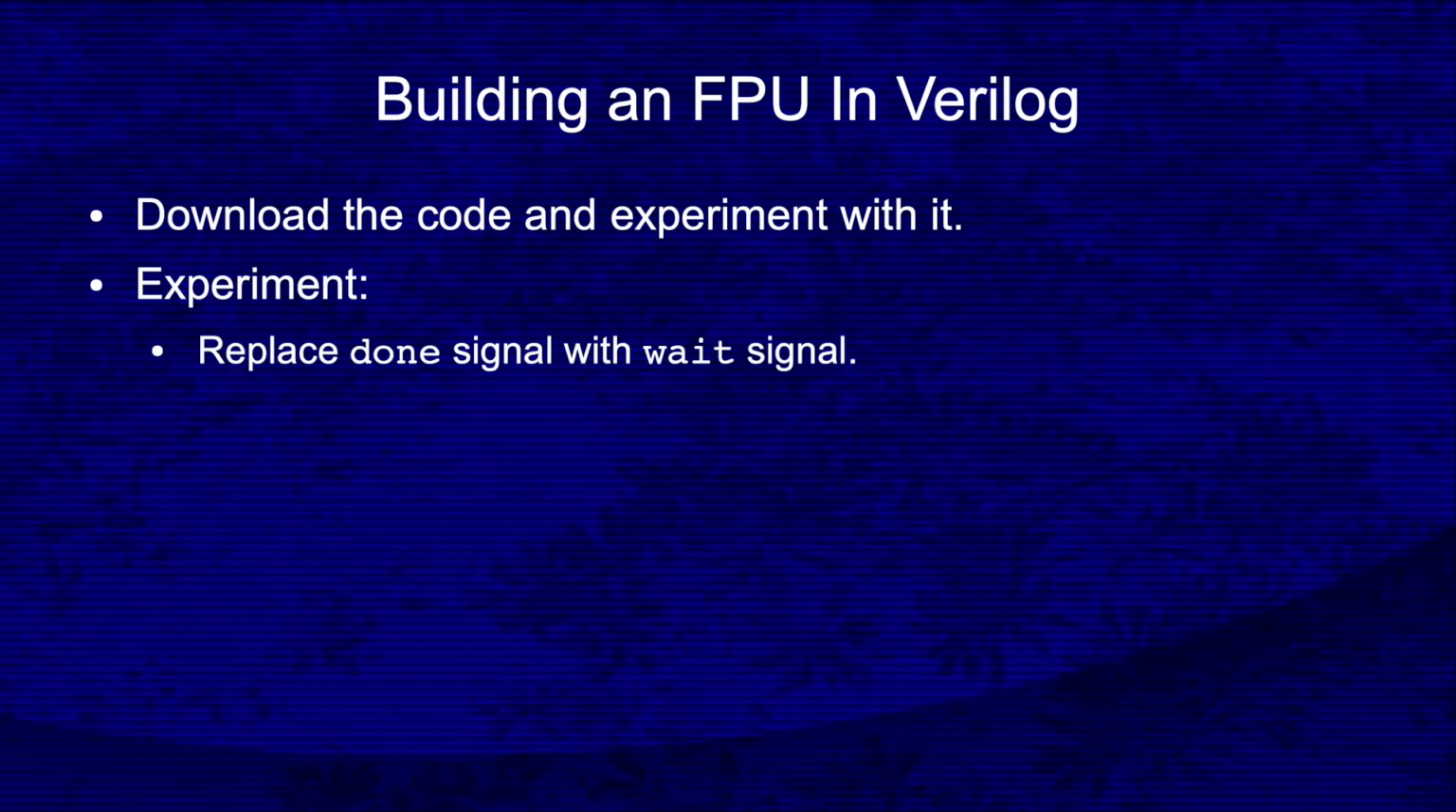One possible change to the code would be to replace the done signal with a wait signal. A wait signal would be asserted in response to the start signal being asserted, and the wait signal would be deasserted when the clock count becomes 0. This might allow the exceptional cases to complete in a single clock cycle.